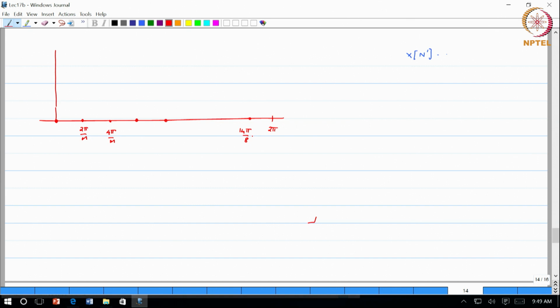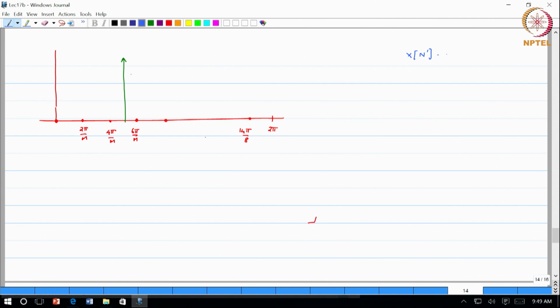Now, supposing I had a signal that represented a tone in between 2 pi over m and 6 pi over m. Take its DFT and see what you will get. And let me just give you a feel for it. We will discuss it in detail.